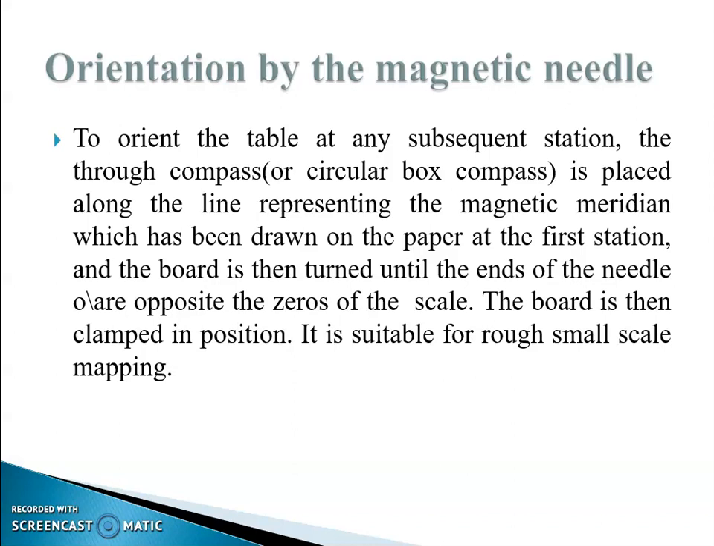To orient the table at any subsequent station, a trough compass or circular box compass is placed along the line representing the magnetic meridian which has been drawn on the paper at the first station. Okay, we first of all have to decide the magnetic north, and we start our practical with respect to the magnetic north. Then the board is turned until the ends of the needle are opposite the zeros of the scales, and the board is then clamped in position. It is generally used for rough small scale mapping.